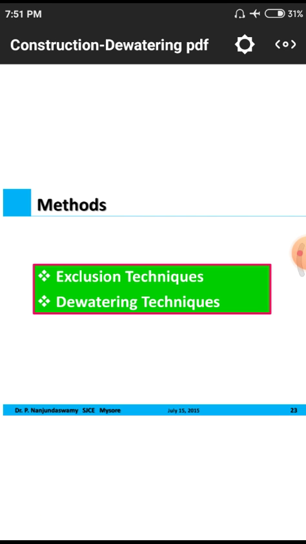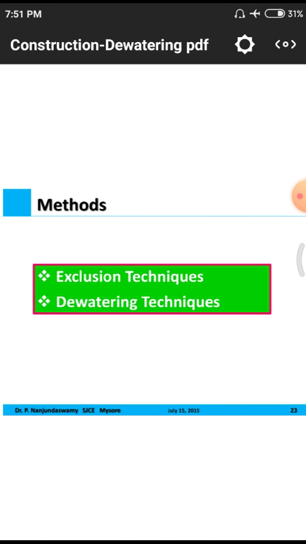Next one, what are the different methods? Exclusion techniques and dewatering techniques. Previously we observed different forms of failures of structures due to entrainment of water and the groundwater table. What is groundwater? At what depth do we face this groundwater? What are the different technologies to find out the depth of the groundwater? Normally we use solid core lining and dewatering methods for finding the groundwater level. In these methods, first of all, we have exclusion techniques and dewatering techniques.